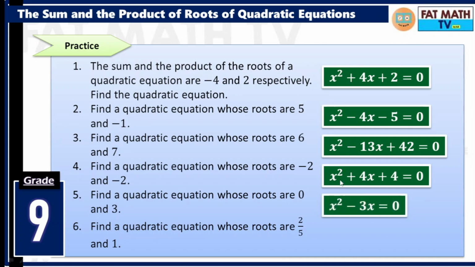Number 5, we have x squared minus 3x equals 0. That is x squared minus the sum is 3, so minus 3x plus 0 equals 0. And we have x squared minus 3x equals 0. Number 6, the sum of 2/5 and 1 is 7/5. So you will have x squared minus 7/5 x plus 2/5. And then multiply both sides of the equation by 5 so that we will have integral coefficients. So we will have 5x squared minus 7x plus 2 equals 0.